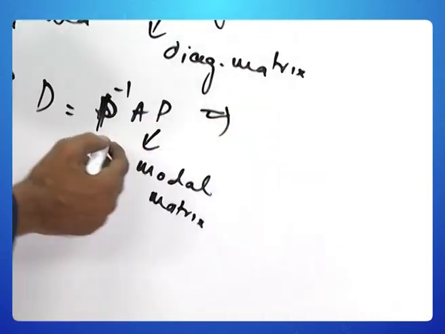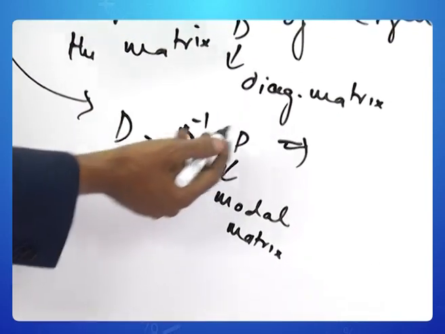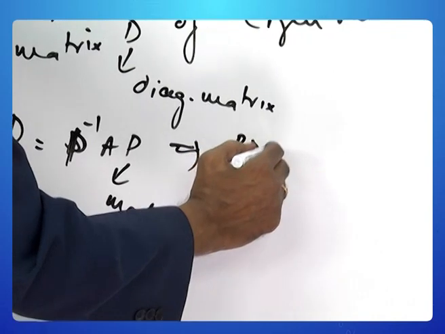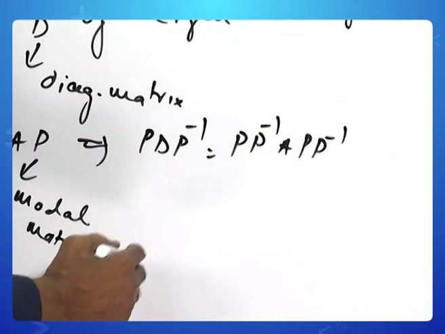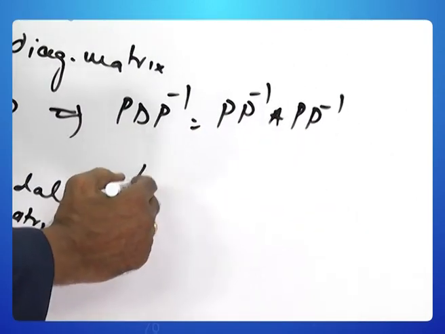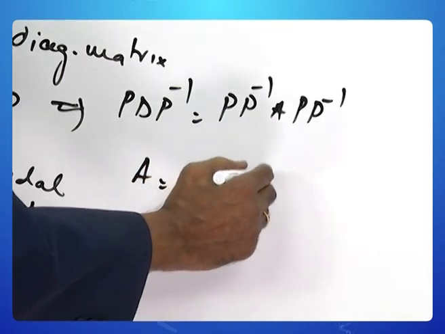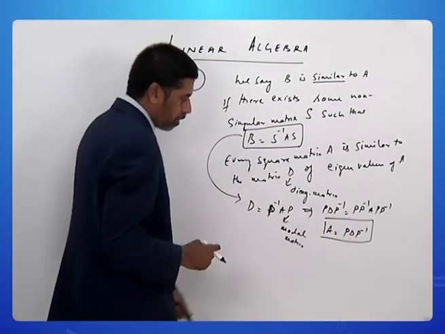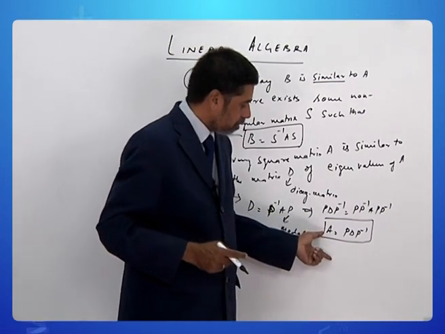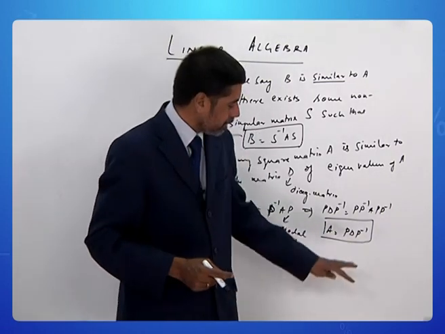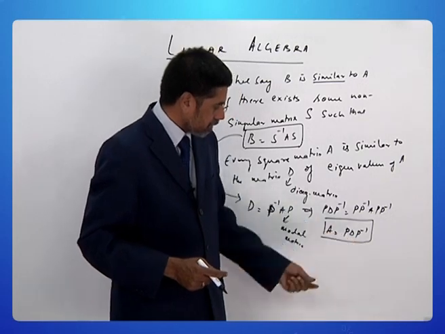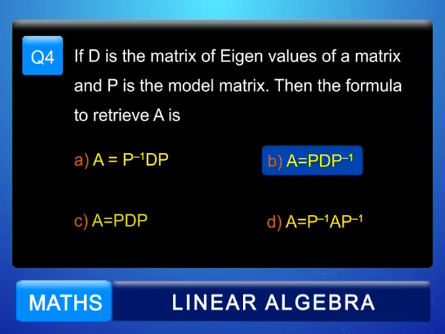From this, by pre-multiplication by P and post-multiplication by P inverse, we will get P D P inverse is equal to P P inverse A P P inverse. So this is I, therefore we get the formula A is equal to P D P inverse. So this is the formula by which the matrix A can be retrieved, provided you know the modal matrix and the matrix of eigenvalues. D should be the diagonal matrix of eigenvalues of A. So the correct option for this problem is B. This is a conceptual question, therefore it can be remembered directly.